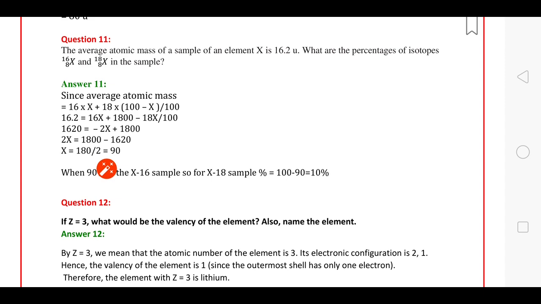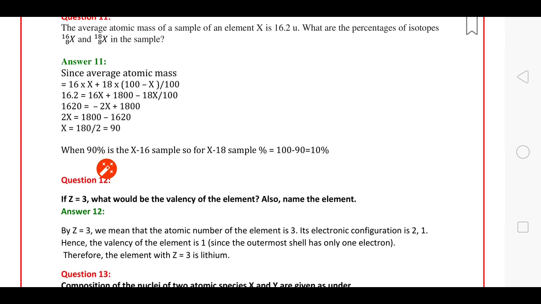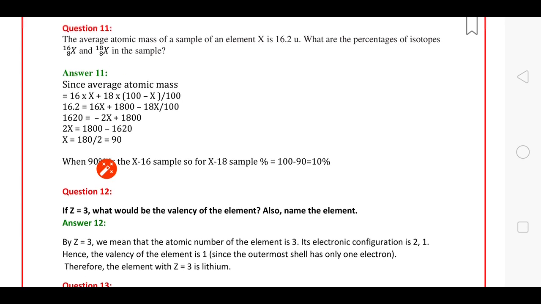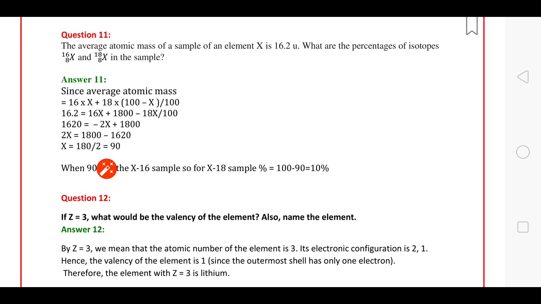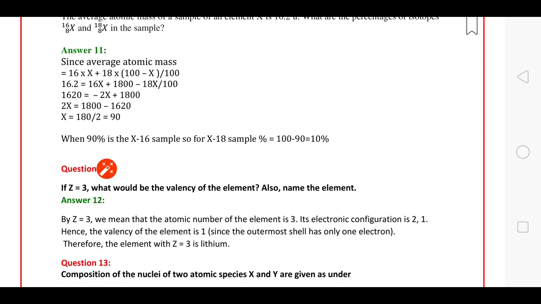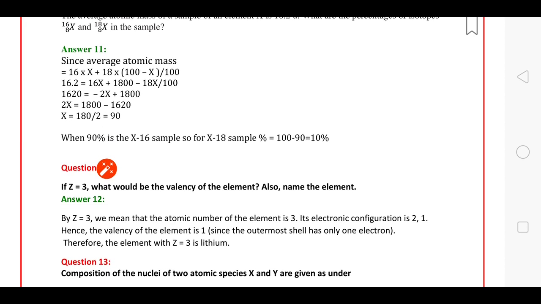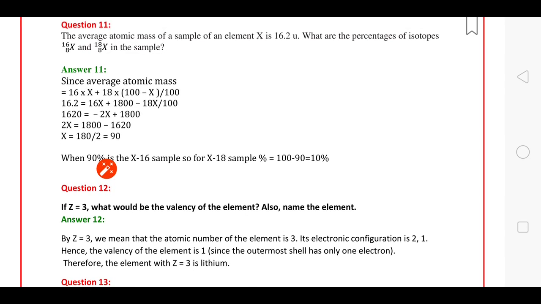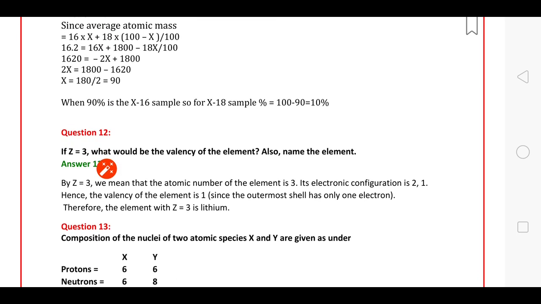Next question is, the average atomic mass of a sample of an element X is 16.2 unit. What are the percentages of isotopes in the sample? Since average atomic mass is 16x plus 18 into 100 minus x upon 100, after this calculation we will get 90. So 90% of the X-16 sample, and for X-18 the percent is equal to 100 minus 90, that is 10%.